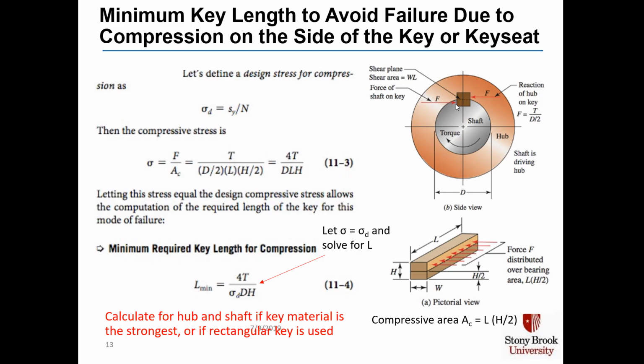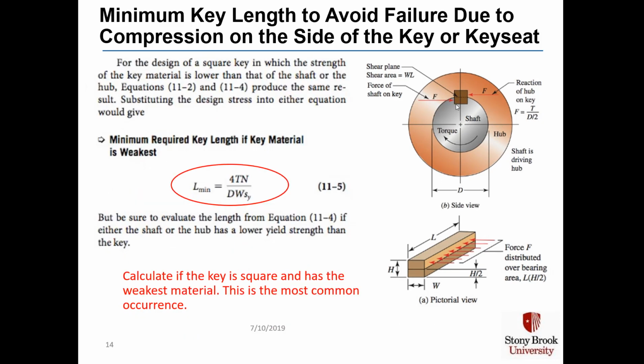And we calculate this for the hub and the shaft if the key material is the strongest, or if a rectangular key is used. We can also calculate a minimum key length to avoid failure with a rectangular key due to compression on the side of the key, or the side of the key seat. Our diagram is the same as before, but now we're concerned with the stress in the key. And this assumes that the key is the weakest material, which is the most common occurrence.